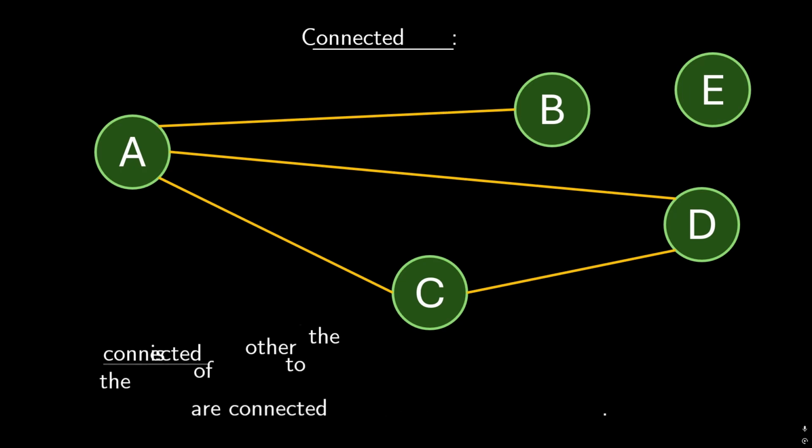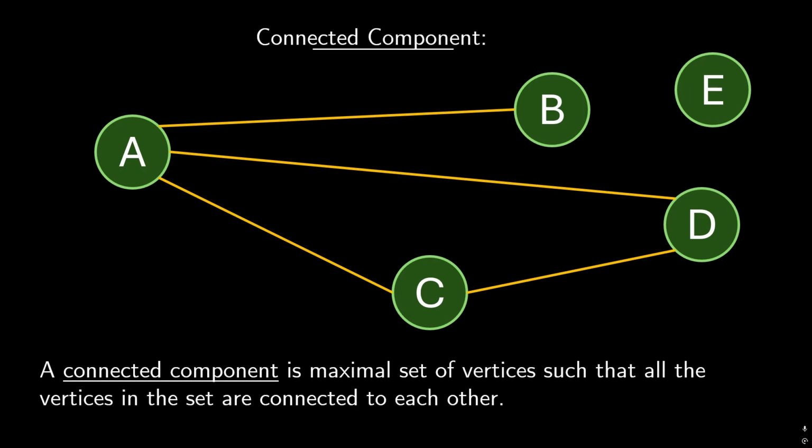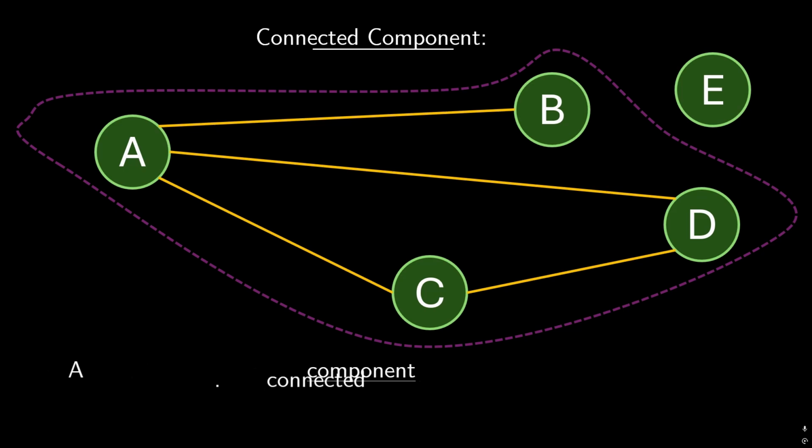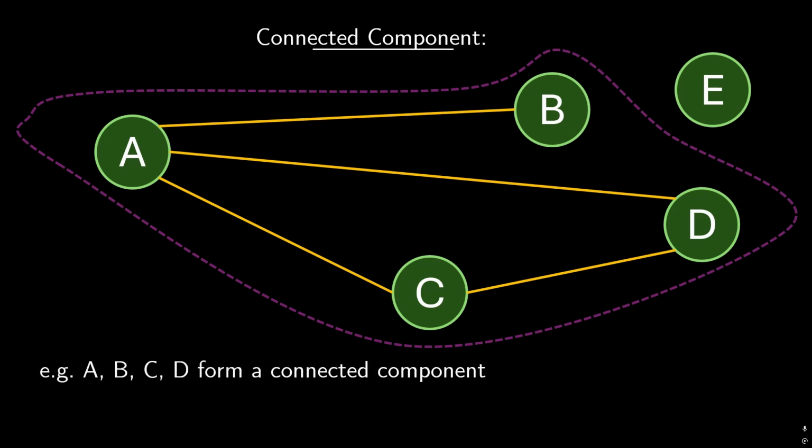Moving on, what's the notion of a connected component? A connected component is a maximal set of vertices such that all of the vertices in the set are connected to each other. For example here, A, B, C, and D are in a connected component. The reason why they are a connected component is because, think of it this way, it's a set that contains as many vertices as possible, so that they are all still connected, they can all reach each other.